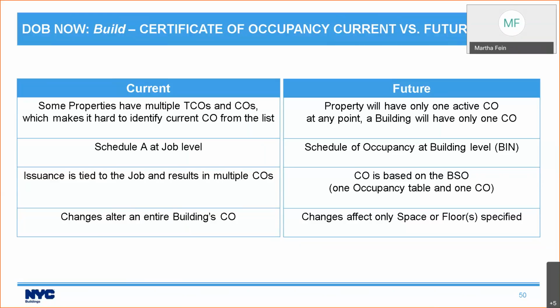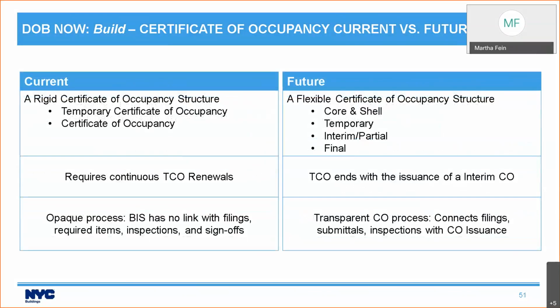Currently, changes can alter an entire building's certificate of occupancy, but in the future, changes will only affect the space or floors specified. We're also introducing a more flexible certificate of occupancy structure. Instead of only TCO and CO, we're going to have core and shell, temporary, interim and partial, and final. And we'll talk about what those are. I'm not going to go into huge details, but I'll at least give you a reference to where to look for more information.